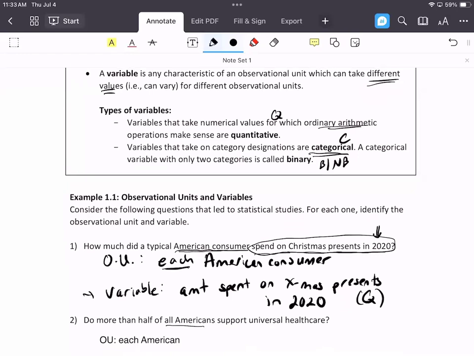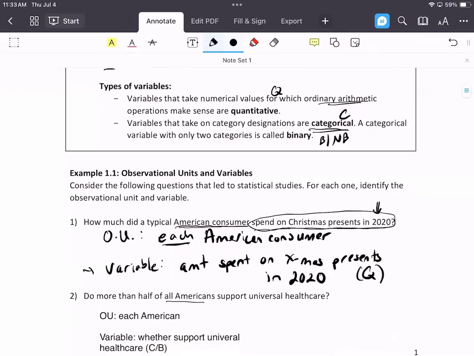Now, do more than half support universal health care? What's varying from person to person? Well, it's whether they support universal health care. That's what's going to vary from American to American, from each observational unit to the other observational unit. What varies is whether or not they support it. Now, you either support it or you don't. If you look at this, you may be like, well, what if they're indifferent? We're not doing indifferent unless it's very clear in this survey, or people asking this question would say, do you support it or do you not? So it would be yes or no.